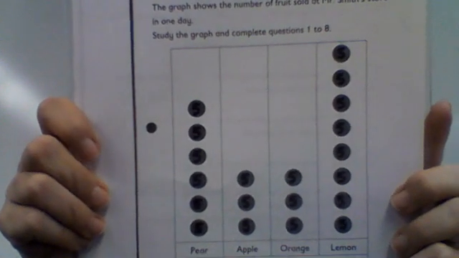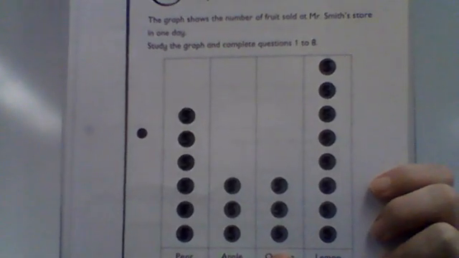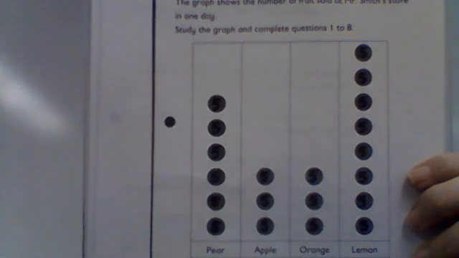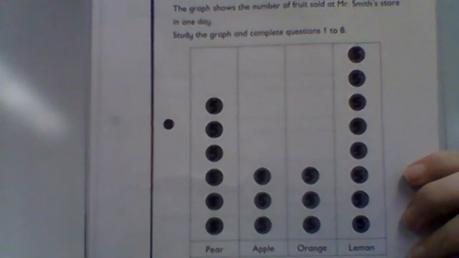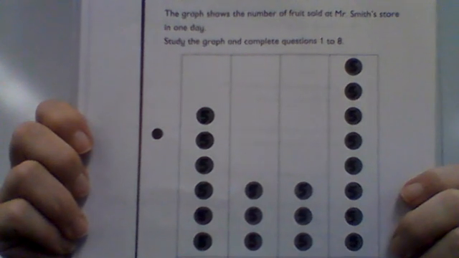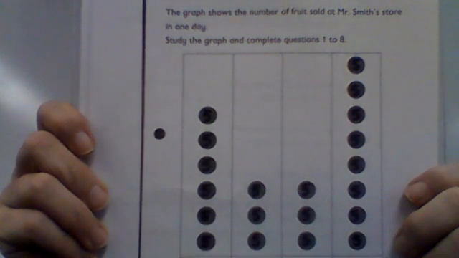All right, the last one says Mr. Smith collects 50 cents for every orange sold and 40 cents for every pear sold. How much does Mr. Smith collect for all the pears and oranges sold? So 50 cents for each orange and 40 cents for each pear. So you're going to have to figure that out and then write the amount.